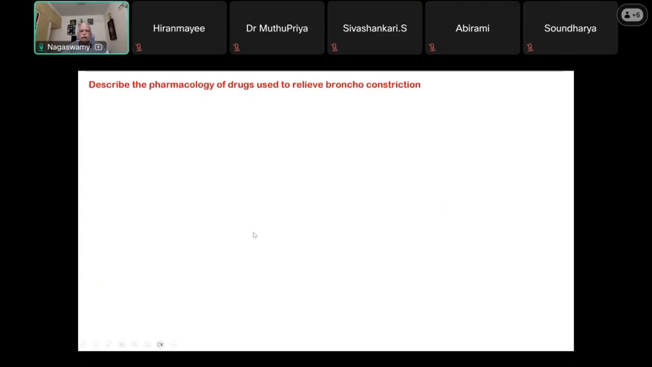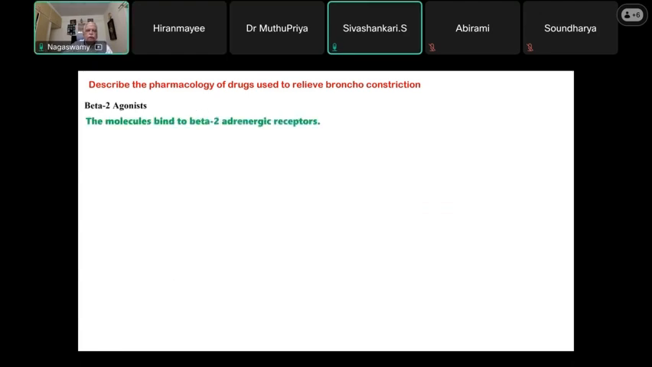Now, we have finished some of the physiology and associated common pathological conditions. The last part of the series is the pharmacology of the drugs used. So what drugs are used commonly for relieving bronchospasm or bronchoconstriction? Like salbutamol, beta 2 agonist. Beta 2 agonists are commonly used. Very good. By what route? Inhalation, nebulization. Okay.